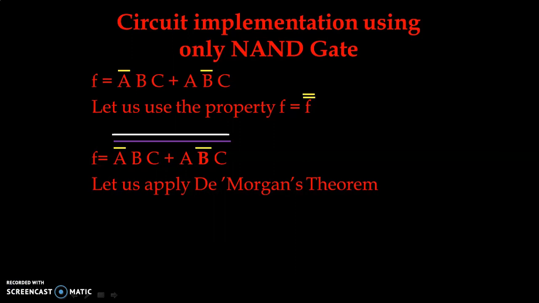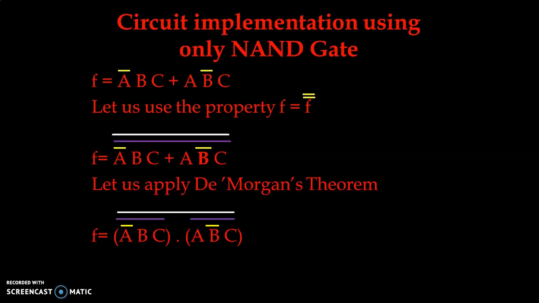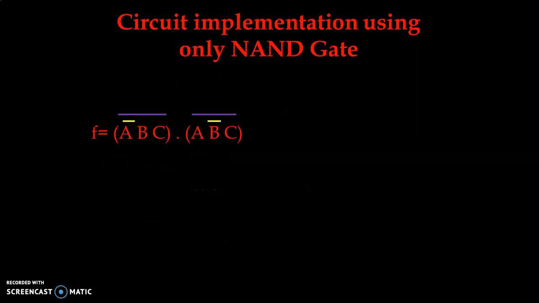So when we apply De Morgan's theorem, we know that a complement of sum equals product of complements. So our function, after applying De Morgan's theorem, is converted into a product of complements, and the whole bar we kept as it is. So this is our converted function which we are using for the implementation. So we write our function as it is.